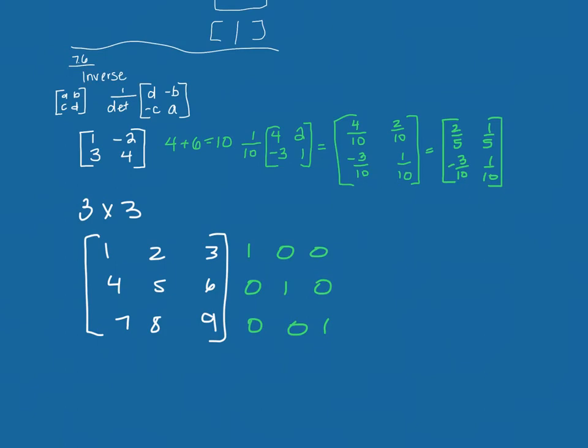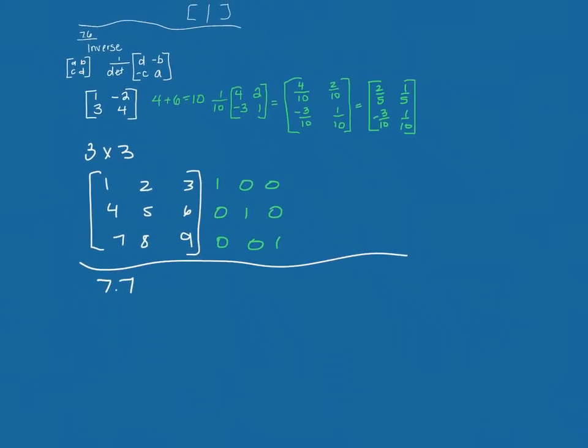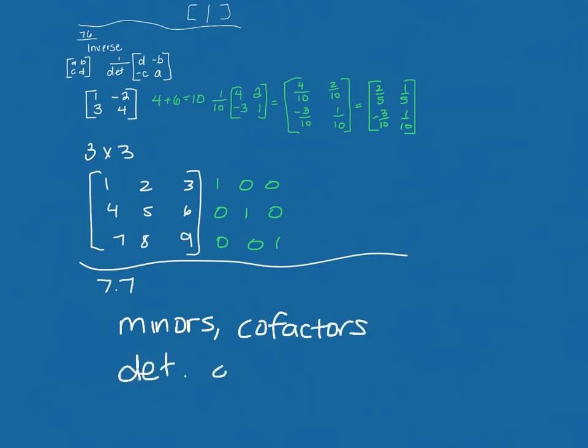Okay. And then the last thing is 7-7, which is what we just talked about yesterday and today. Okay, this is the minors, the cofactors, the determinants of a 2 by 2 and a 3 by 3.